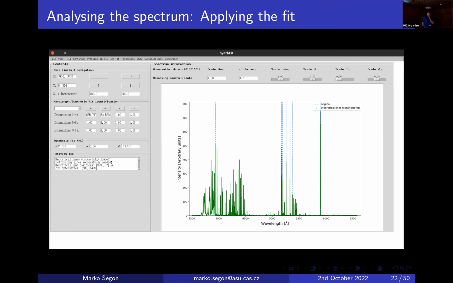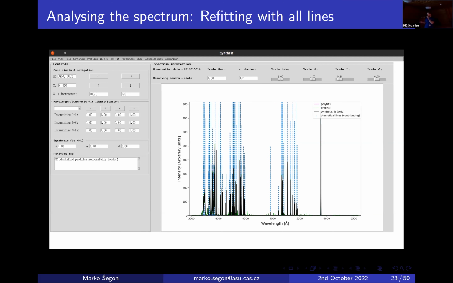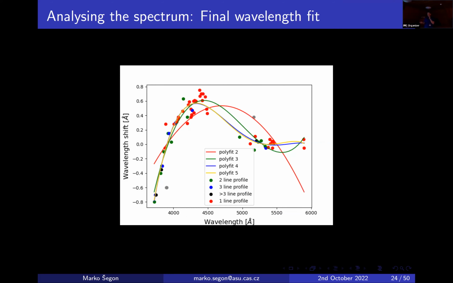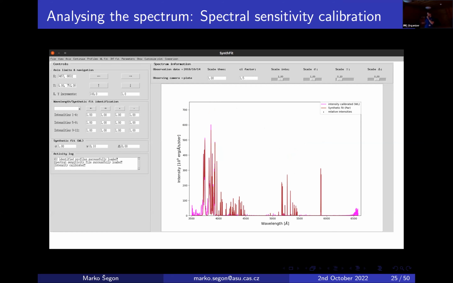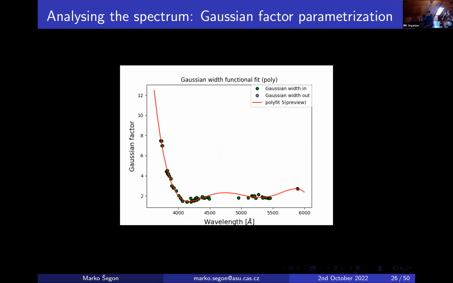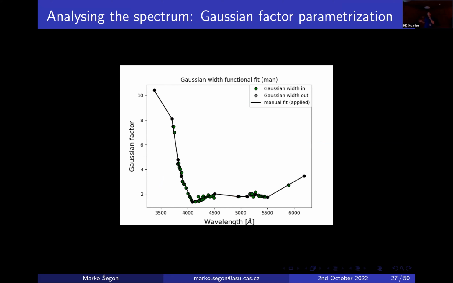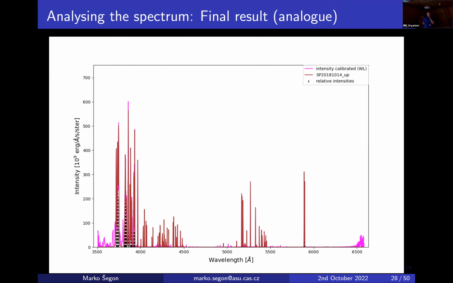However, this is still just a rough wavelength fit. To have a proper wavelength fit, we need to include all the lines which we have and repeat the process. And once we do that, we have a much better wavelength fit, and we obtain something like this. But we're still not done. We still need to calibrate the spectrum for spectral sensitivity, and finally we need to determine the dependencies of the Gaussian-Lorentz factor on wavelengths. And we can do this either polynomially or manually. And once we're happy with the selection, we go ahead and refit the intensities with the newly determined parameters.